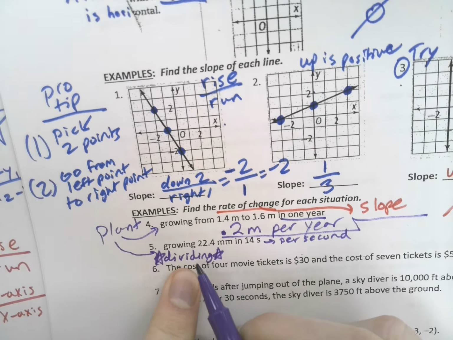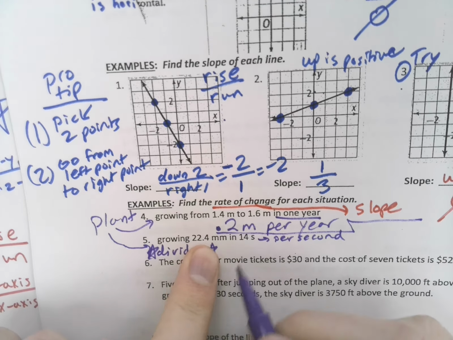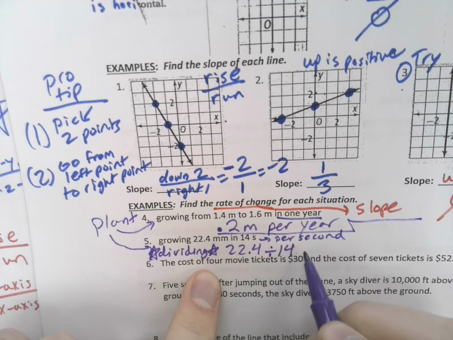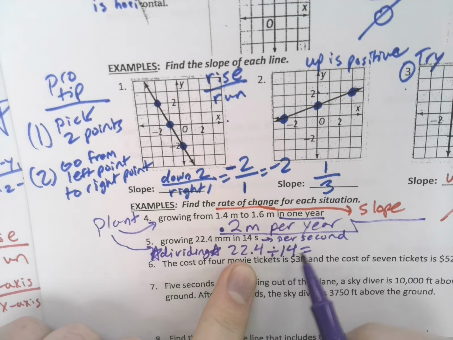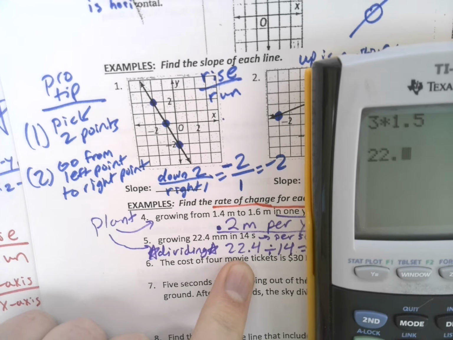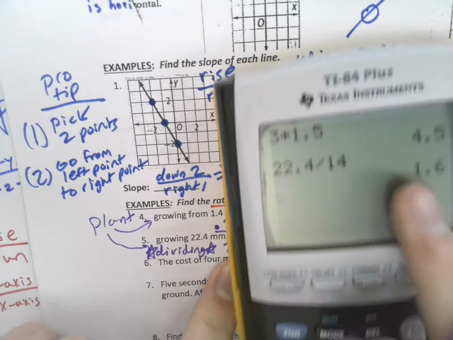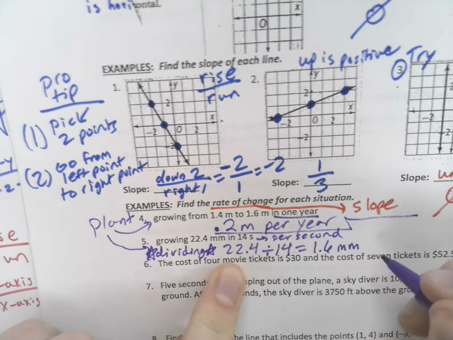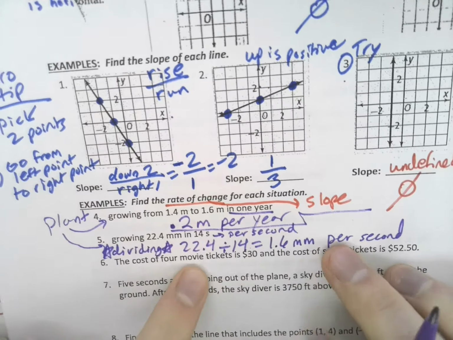Yeah, dividing. So check it out. We take 22.4, and let's divide that by 14 seconds. If that's how fast it's growing in 14 seconds, let's divide that much by 14. And when you do that, 22.4 divided by 14, I got 1.6. That's 1.6 millimeters per second. Nice.